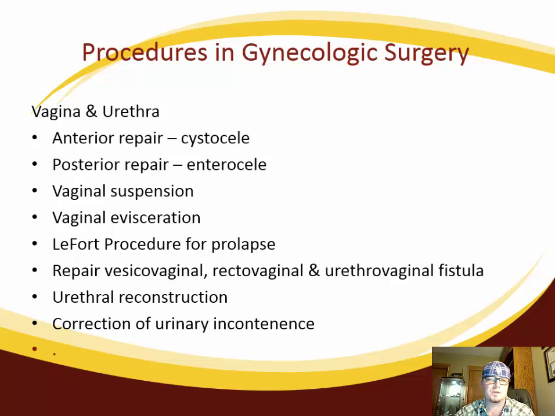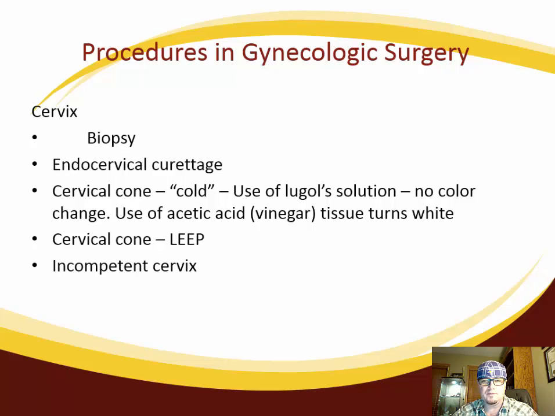More procedures. The first 5 on this slide are mostly prolapse repairs, where we're trying to fix something that's prolapsing into the vagina. So we need to do some type of repair to tent that back up and make that canal normal again. Cervical biopsy. Cervical biopsy, we're not going to dilate the cervix if we're going to do a cervical biopsy, for obvious reasons.